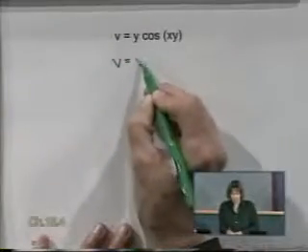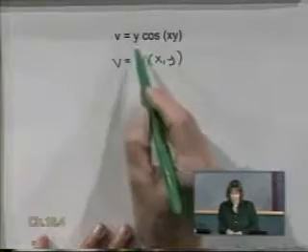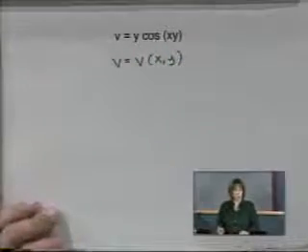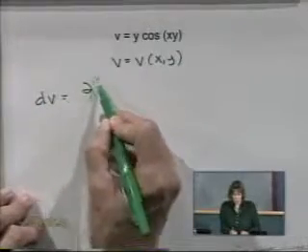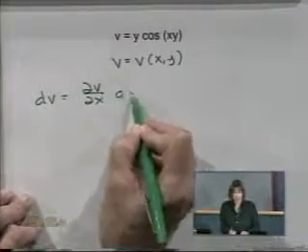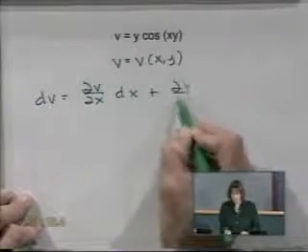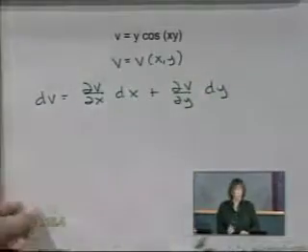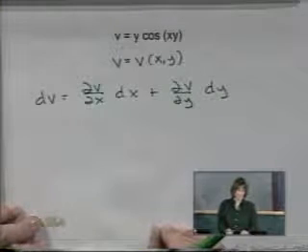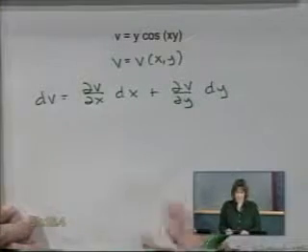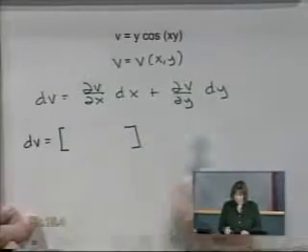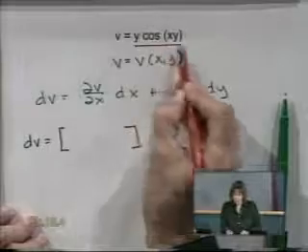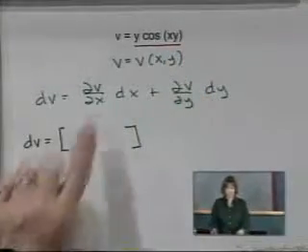This one. Ugh. Notice here, v is a function of x and y, right? Because I got y times cosine of xy. So dv is going to be the partial of v with respect to x times dx plus the partial of v with respect to y times dy. Except now let's see here. dv is equal to, we got to take the derivative of that, the partial of that with respect to x.